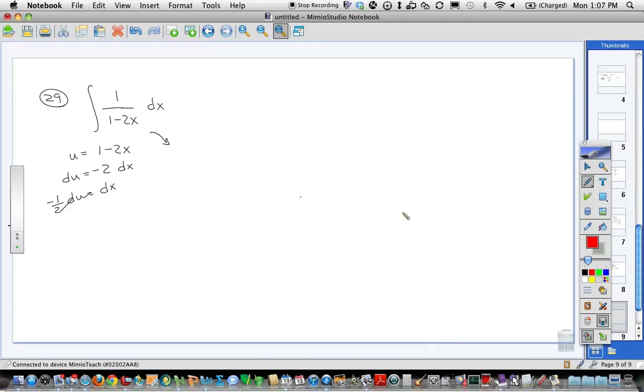Now the substitution is pretty easy. This whole thing subs out as 1 over u, and the dx subs out as a negative 1/2, right, with the du out in front.